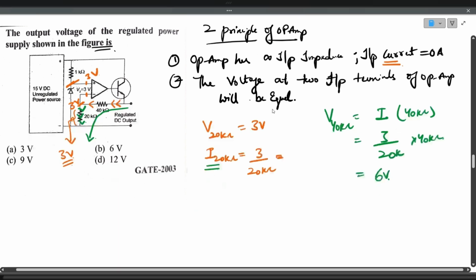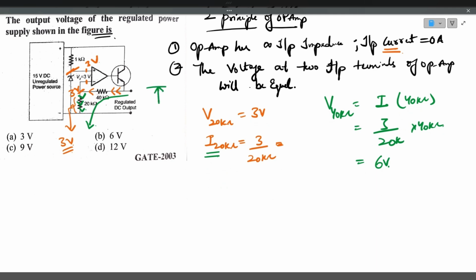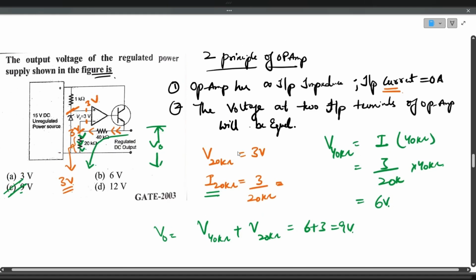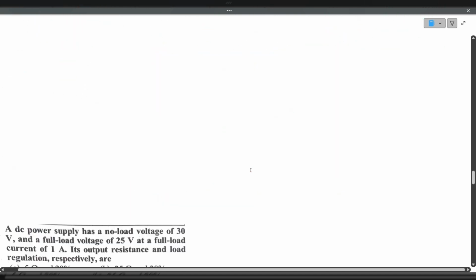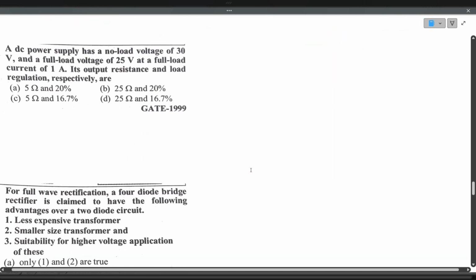So the output voltage will be the voltage across the 40 kilo ohm resistor plus the voltage across the 20 kilo ohm resistor, which is 6 plus 3, equal to 9 volts. So the answer is option C. We'll see the next question.